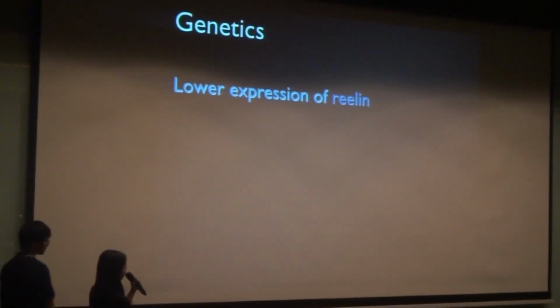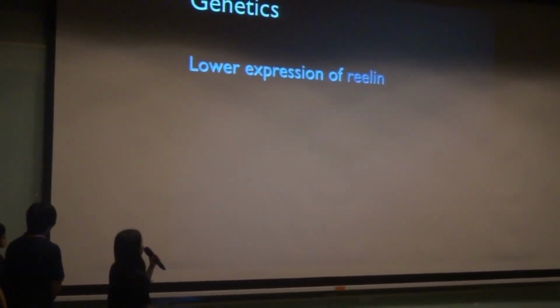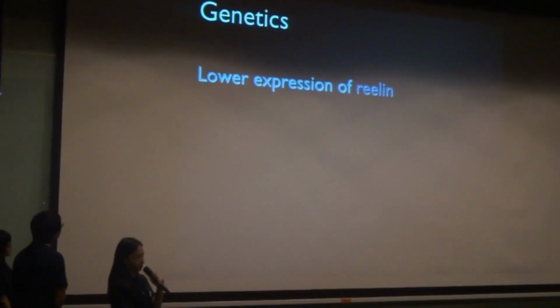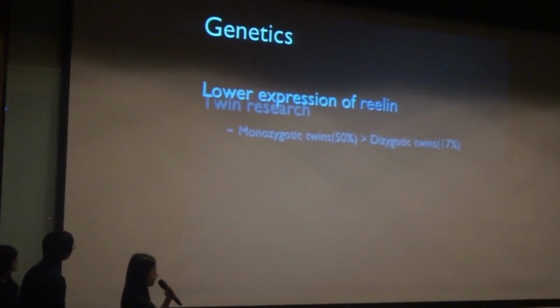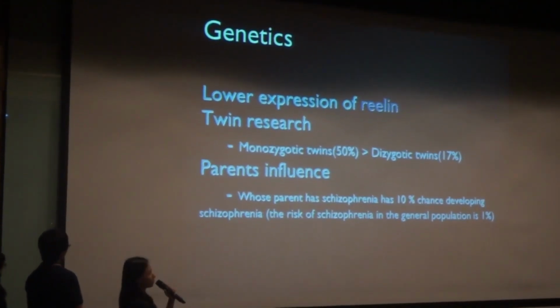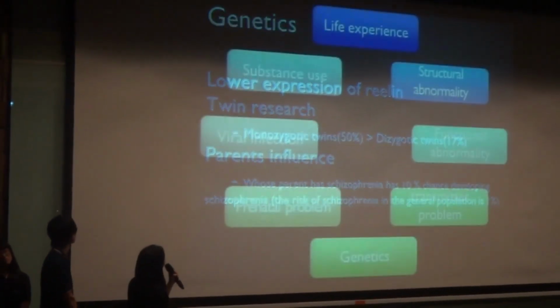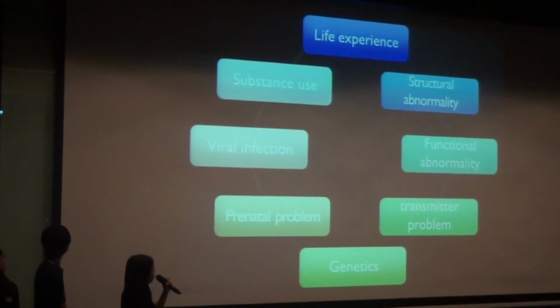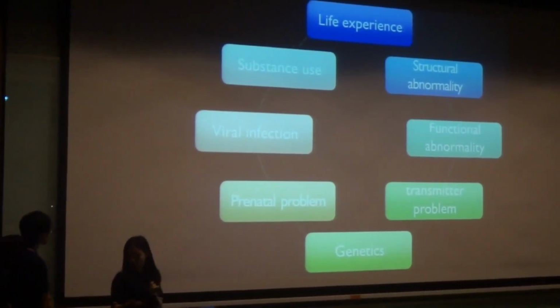And genetic factors can contribute to schizophrenia too. For example, some patients have less expression of genes involved in the regulation of neurotransmitters. And someone whose family has schizophrenia has a higher chance of developing the disease. Schizophrenia can also be triggered by viral infection, substance use, and life experience.